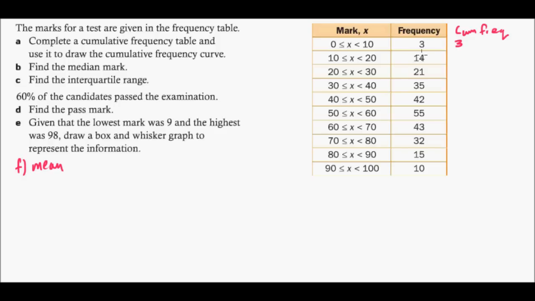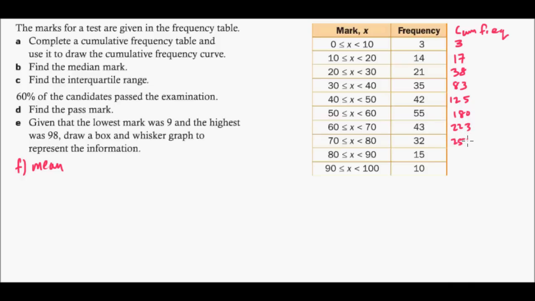And then for the second one, you just do 3 plus 14, which would be 17. Then 17 plus 21, which is 38. Then you add the first 4 together, plus 35, is 83. Then you add 42 and you get 125. Then you add 55 and you get 180. Then you add 43, you get 223. And then 32, which would be 255.